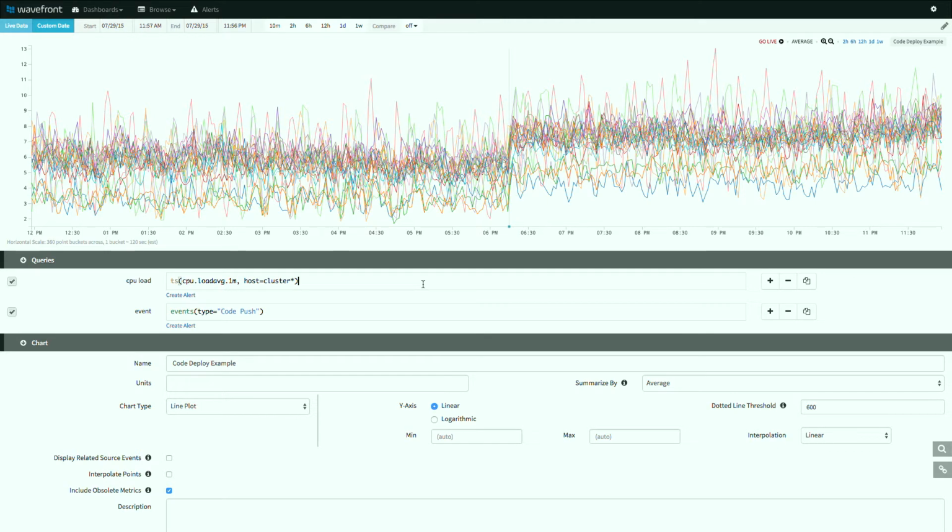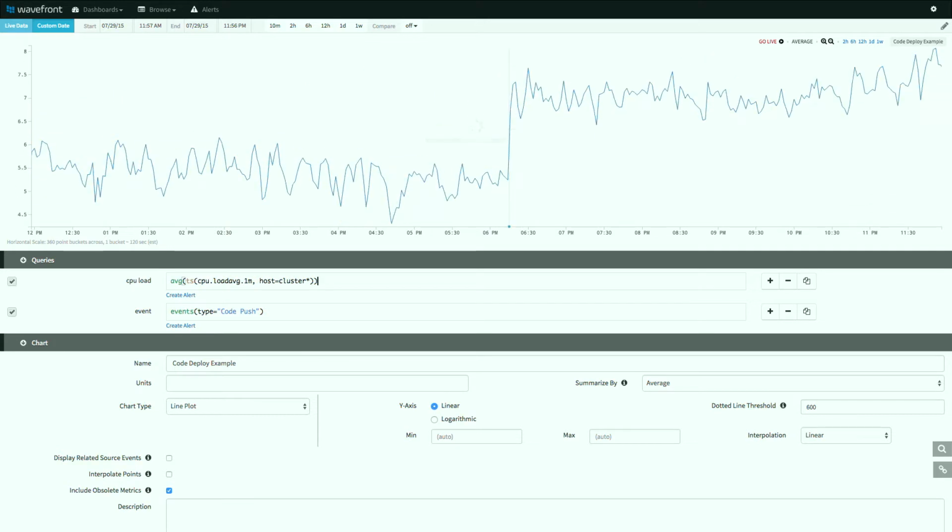What's the connection here? The first thing to do is actually collapse all these time series together into one line. So we can do that using the average function. This all happens in real time on our servers. You can see we get down to one line at the end of this from the 40 that we started with. We have a CPU load average of around 5.5 to 6 before the event, before this code deploy, and about 7.5 afterwards, right?